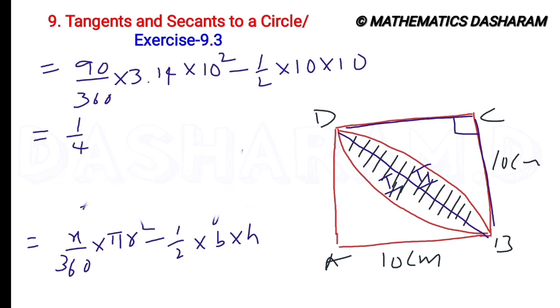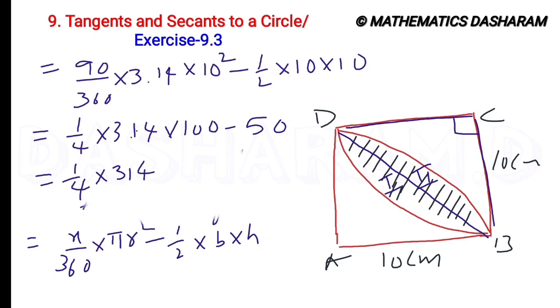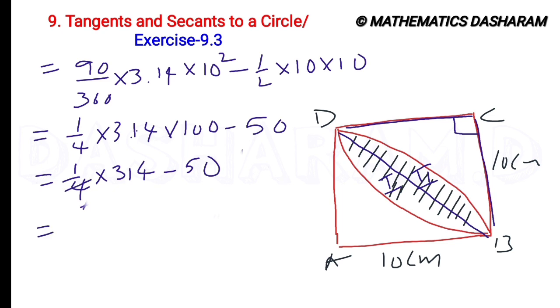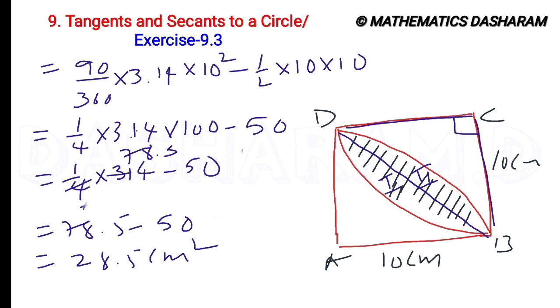Now let me simplify this. 90 by 360 is 1 by 4. 3.14 into 10 square is 100, minus here 50. 1 by 4 into 3.14 into 100, 314 by 4 is 78.5, minus 50. 78.5 minus 50 is 28.5 centimeter square. So this is the area of the first part.